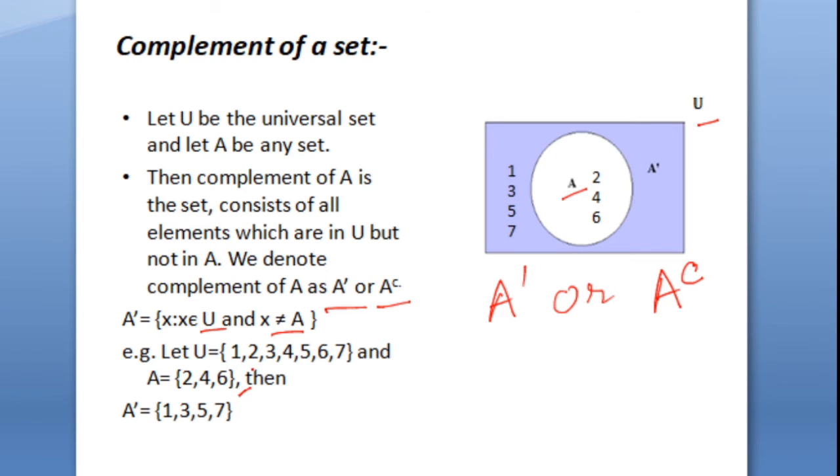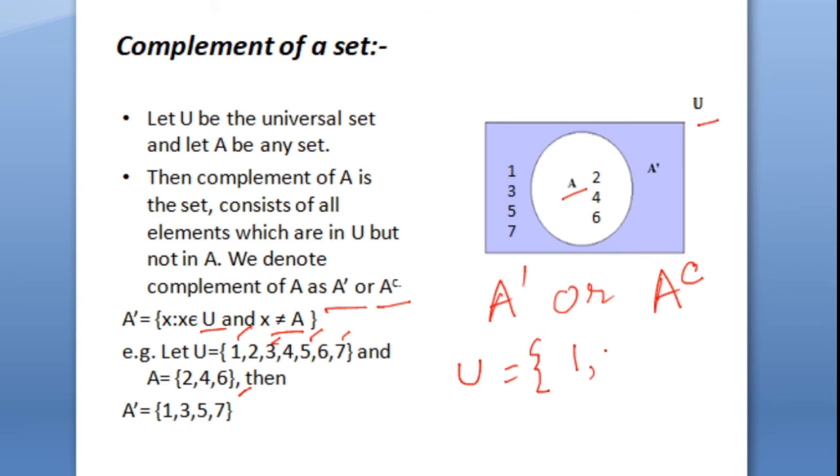Next, with this example, the elements of U are 1, 2, 3, 4, 5, 6, 7 and the elements of A are 2, 4 and 6. Therefore, A complement is, excluding 2, 4 and 6 which we have already written, the rest of the elements of U which are not included in A, that is 1, 3, 5 and 7. These are the elements of A complement. That means if we add the elements of A complement and the elements of A, then what will we get?